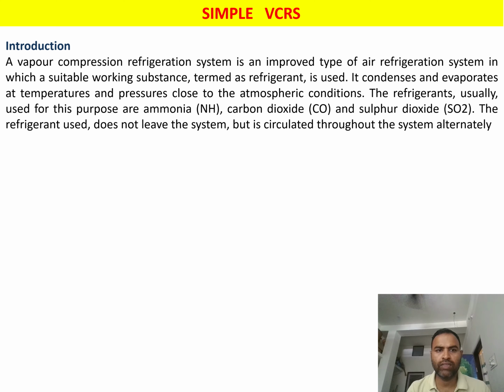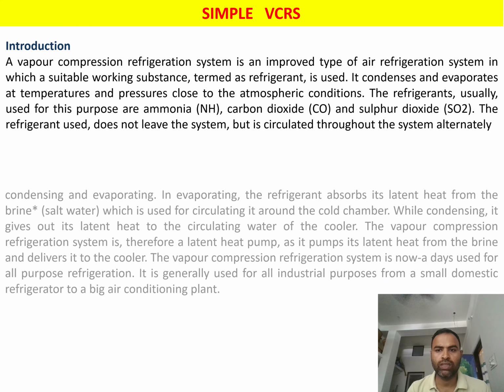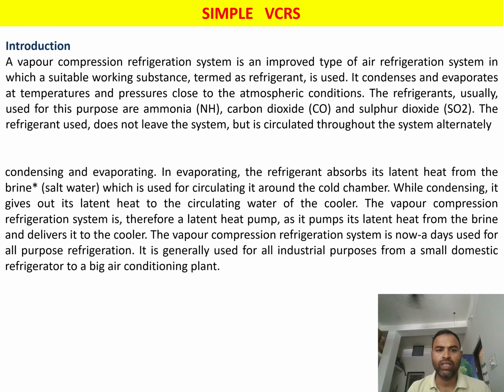It condenses and evaporates at temperature and pressure close to the atmospheric condition. The refrigerants usually used for this purpose are ammonia, carbon dioxide, and sulfur dioxide. The refrigerant used does not leave the system, but it circulates throughout the system, alternately condensing and evaporating.